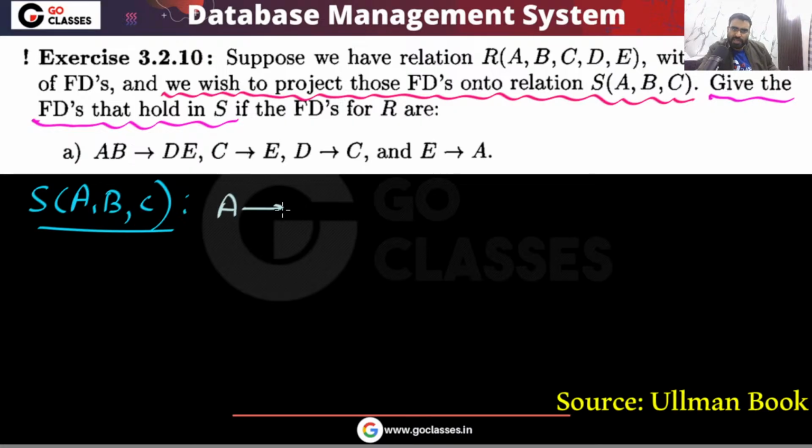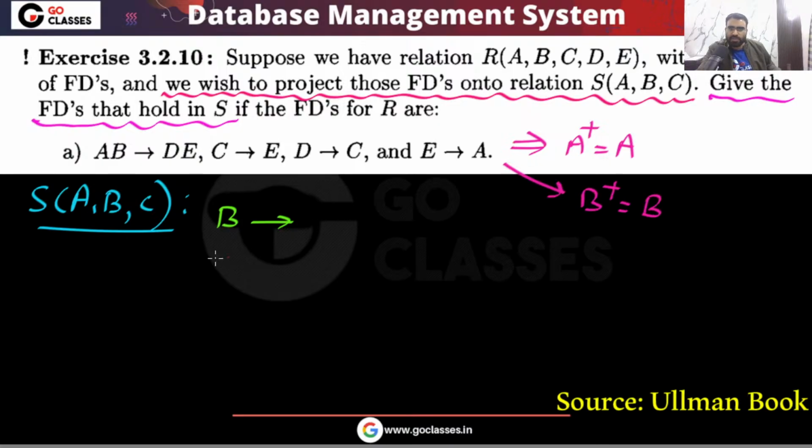So let's see what A can determine. In the given set of functional dependencies, you find A closure. Definitely A closure will be only A. So we will not get any non-trivial functional dependency when A is on the LHS. Next, what about B? What can B determine? Again you find B plus, and B plus also will be B. So when B is on the LHS, we will not get any non-trivial functional dependency.